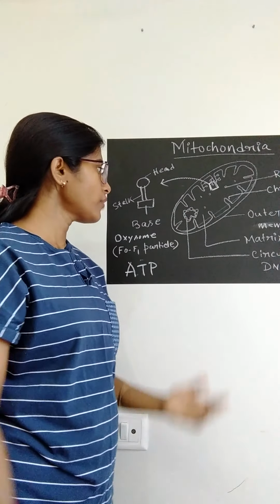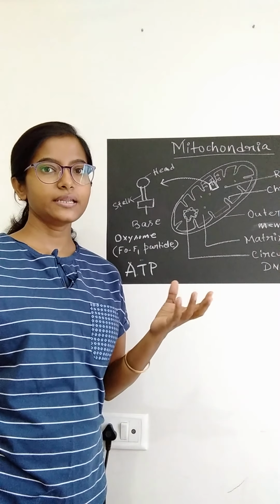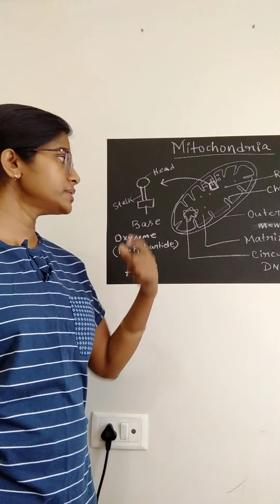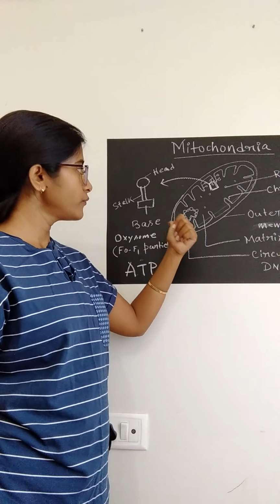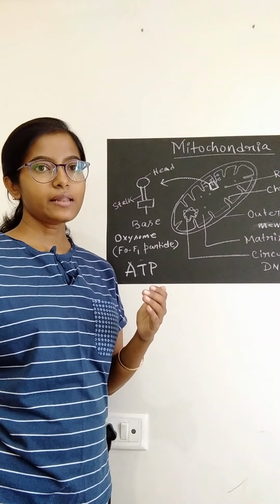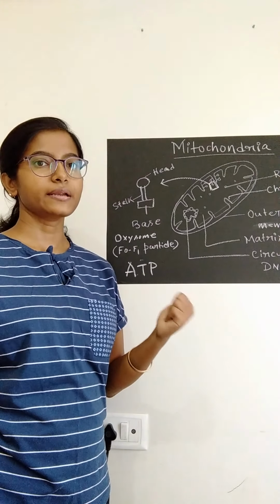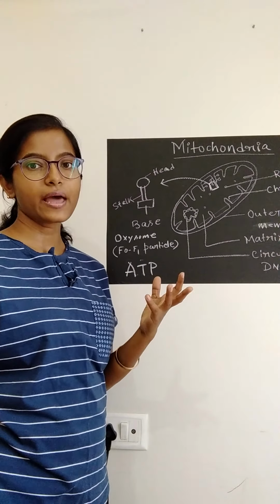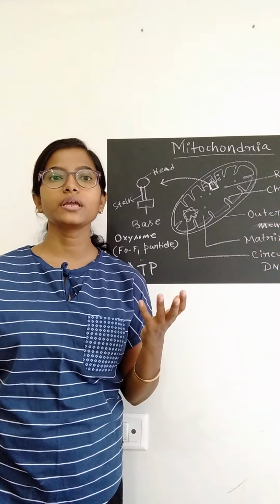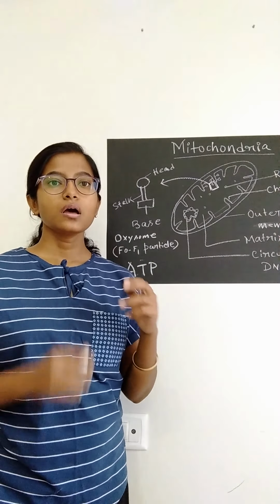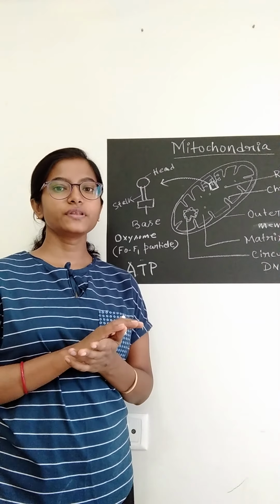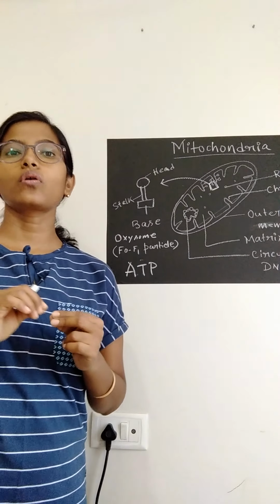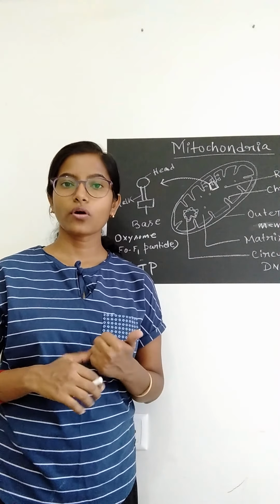So what is the role of DNA? We already know that DNA is the genetic material for our cell. So this extra-chromosomal DNA which is present in the mitochondria helps mitochondria to replicate. And what is the role of these ribosomes? These ribosomes also help in the production of necessary proteins in the mitochondria. So due to the presence of this circular DNA and ribosomes, mitochondria is called a semi-autonomous organelle.